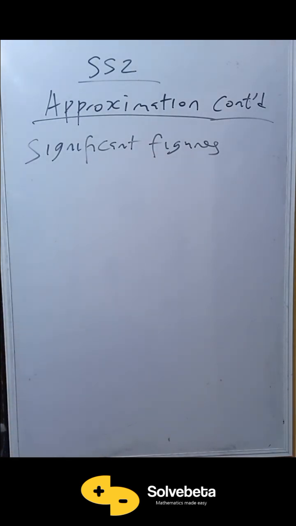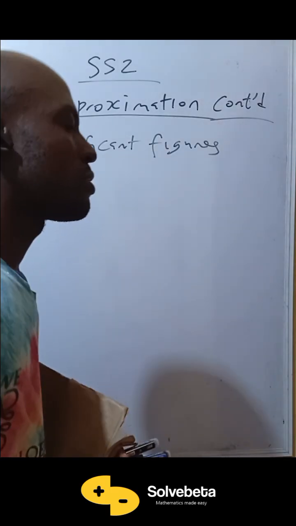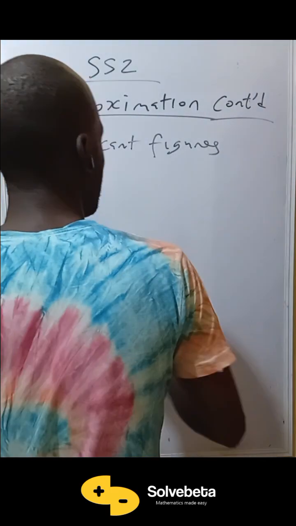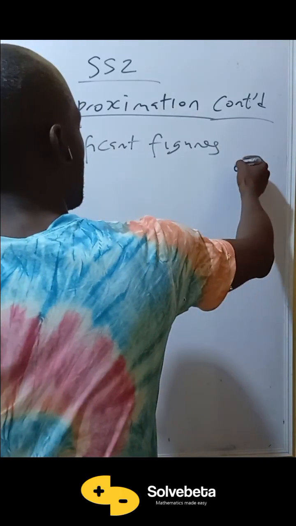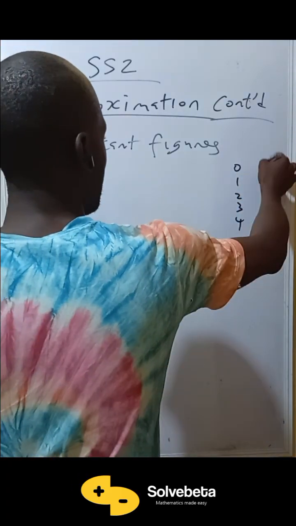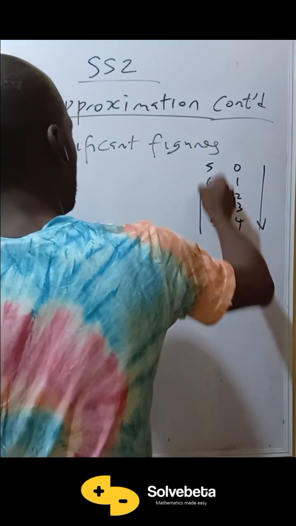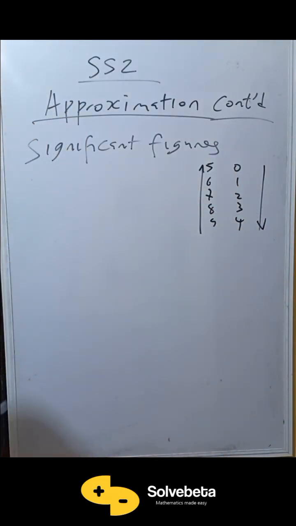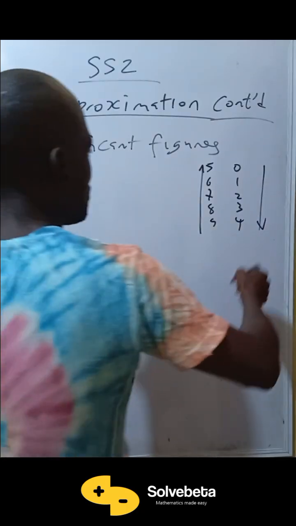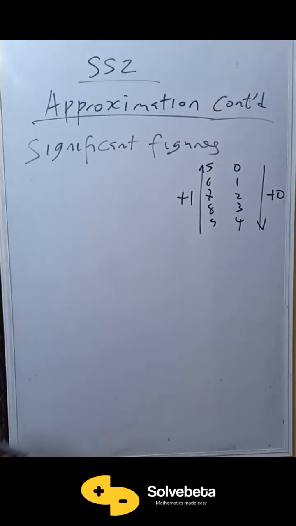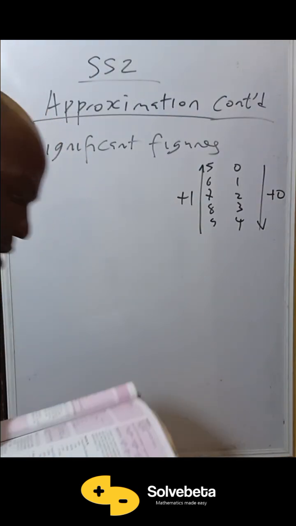Now, don't forget that in the last lesson we learned that numbers 0, 1, 2, 3, 4 are rounded down, while 5, 6, 7, 8, 9 are rounded up. Rounded down means that they add nothing to the previous number, while rounded up means that they add 1 to the previous number before them. So let's look at this.